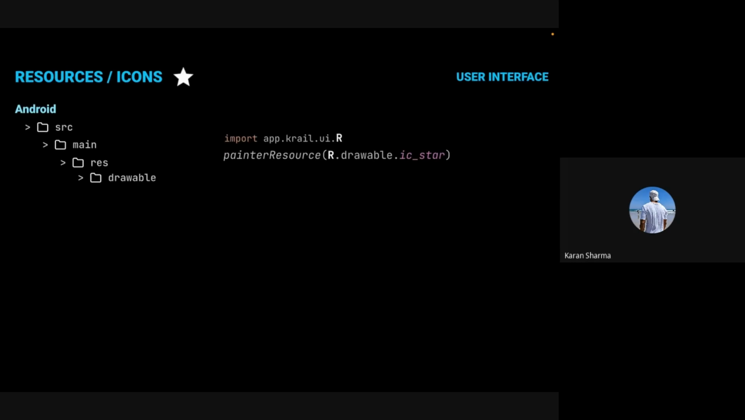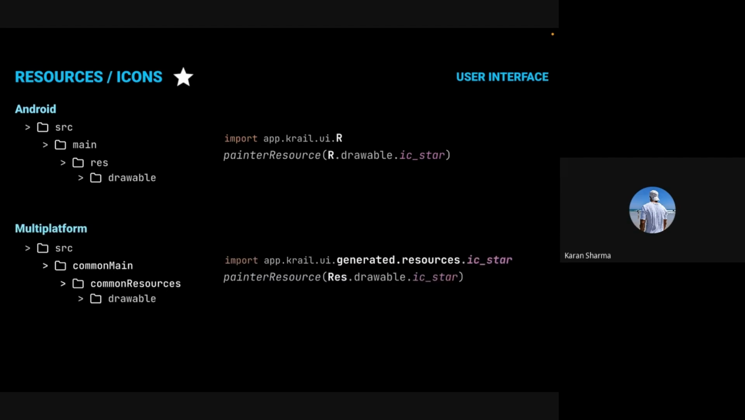So let's look at how we can add icons. People who are familiar with Android might be familiar with this system: we have the main source, inside res, inside drawable, where we put all our drawable assets. The R file gets generated automatically using Gradle on Android, and then we can use it to get a particular icon, here the star icon. But in Compose Multiplatform, we have the common main source set, and inside that, instead of creating res, we create a common resources folder, and then inside drawable, we put all our resources.